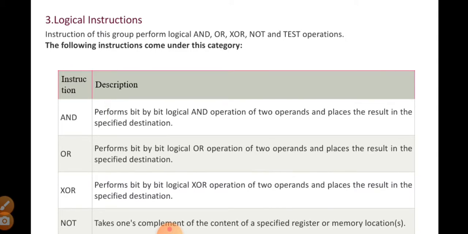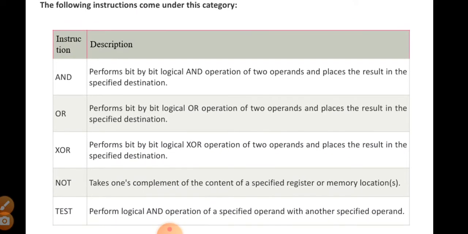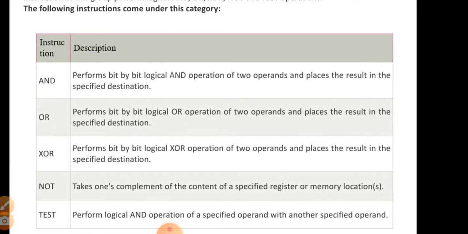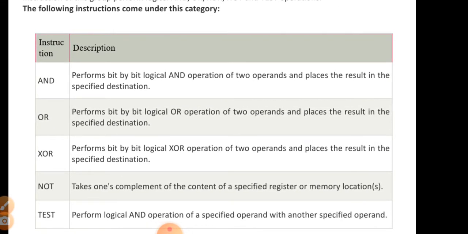The topic is logical instruction. The instructions of this group perform logical operations like ANDing, ORing, XOR, NOT, and test operation. Means the logical instruction group performs the logical AND, OR, XOR, NOT, and test operation. The following instructions come under this category. Here the instructions are given, and their descriptions are also given.